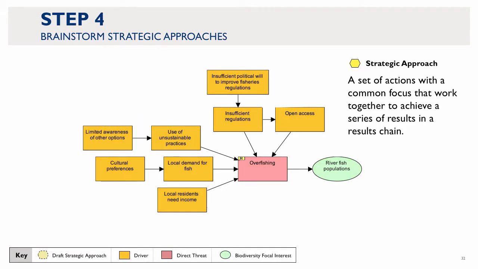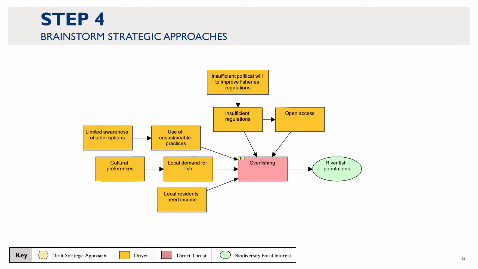Remember that strategic approaches, shown as light yellow hexagons here, are a set of actions with a common focus that work together to achieve a series of results in a results chain. This is an opportunity to think freely and identify a wide range of potential strategic approaches that generate positive change to the chain of situation model components at hand.